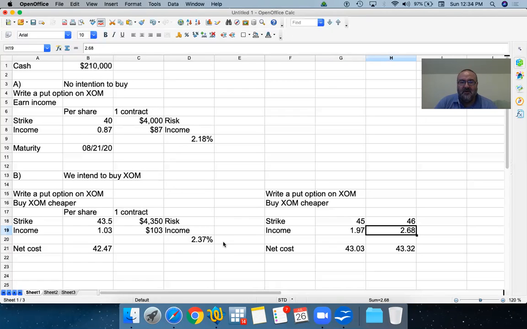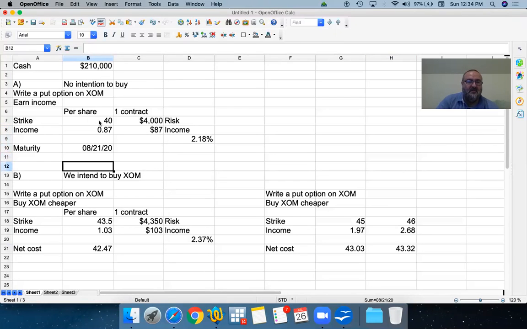So writing a put, cash covered put, you could do it for two intentions. One, you have no intention to buy, you're trying to simply make an income, and therefore you want to keep the strike prices as low as you like based on your risk tolerance, and you're going to make an income according to the risk that you're taking. If you take a whole lot of risk and you write a strike price very close to the spot, then your income will be higher. But if you want to take very little risk and you want to write the strike price as low as you can, then your income will be significantly lower.